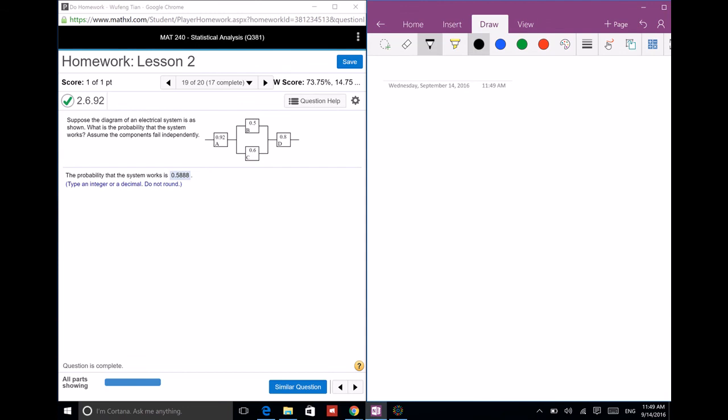Okay, this next one we use the Bayes rule. Suppose that a diagram of an electric system is shown. What's the probability that the system works? Assume that the components fail independently. So first, all of them working is going to be A intersection (B or C), where either one of them is working, intersection D.